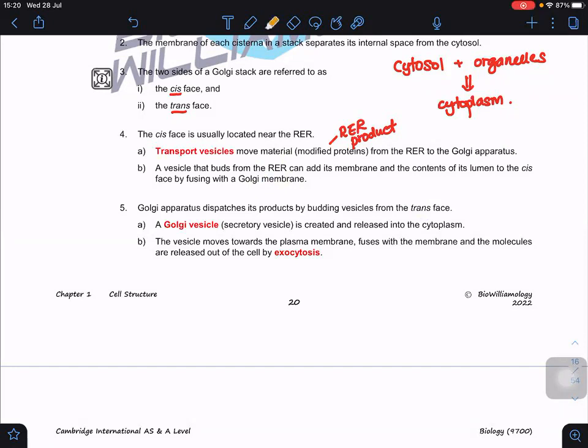So they form what we call the Golgi vesicle or secretory vesicle at the trans face. The trans face generally faces the cell membrane, so the vesicle moves toward the plasma membrane, fuses with the membrane, and the molecules are released out of the cell by the process called exocytosis. Exo means out, so sending out of the cell is known as exocytosis. Taking it into the cell is termed endocytosis, the opposite one. Sending it out is exocytosis.